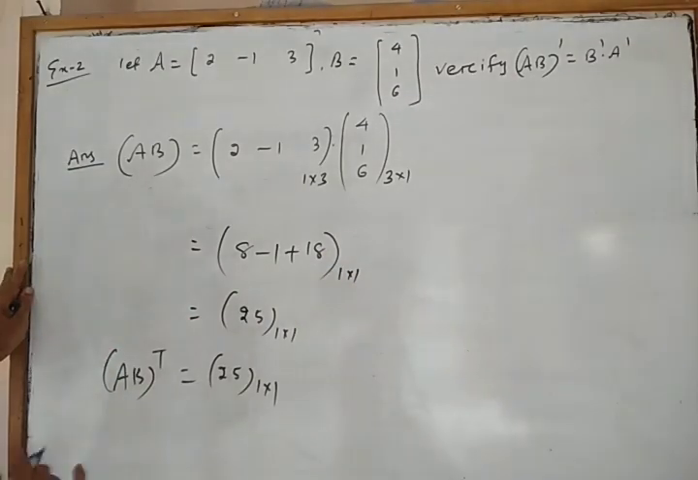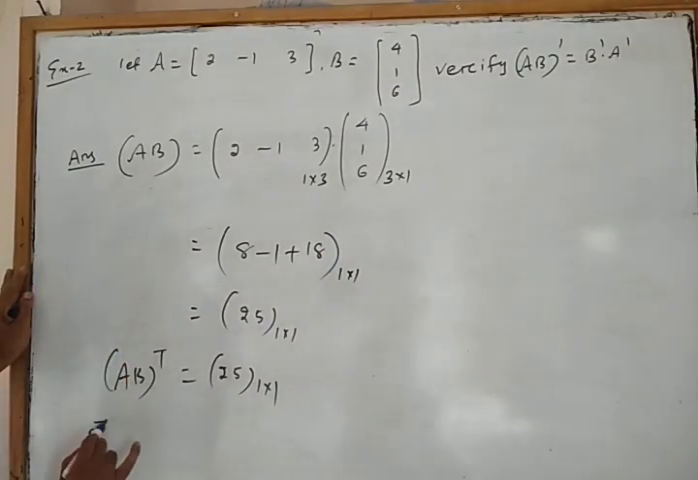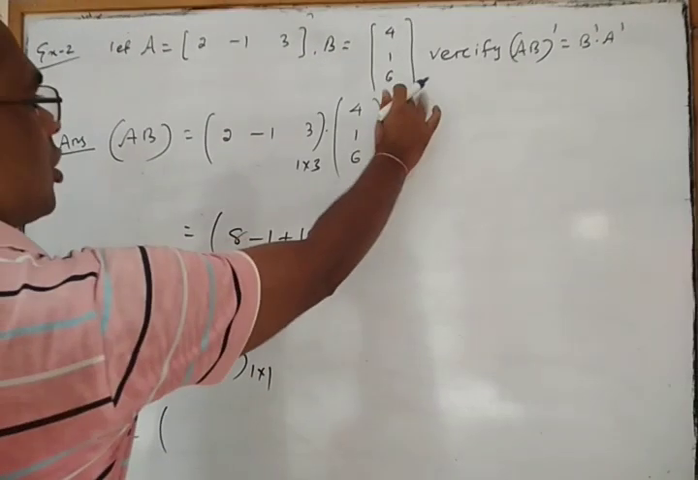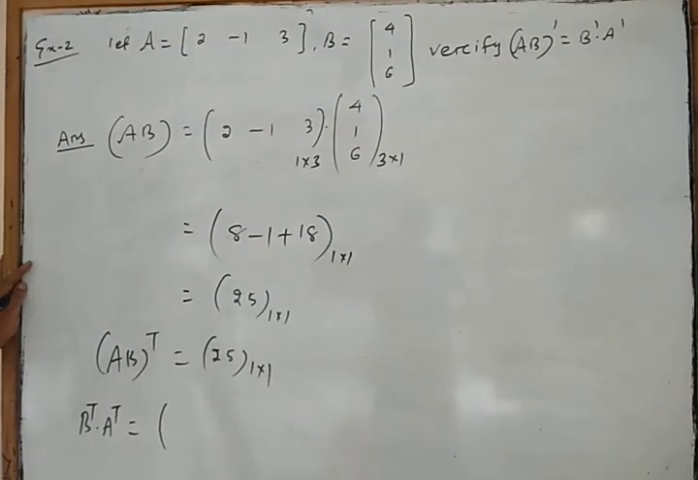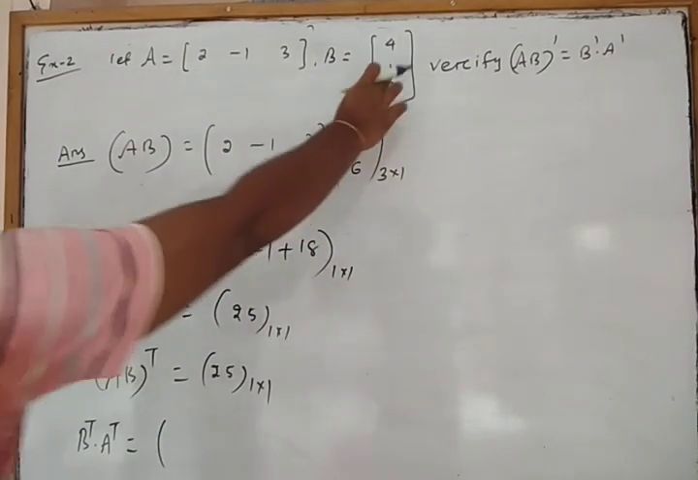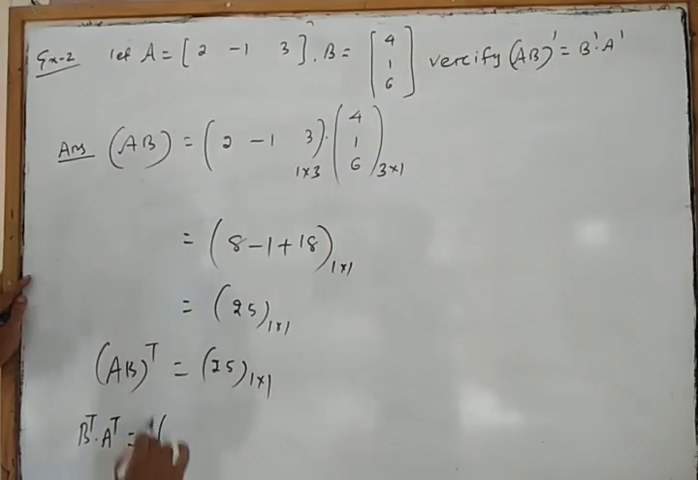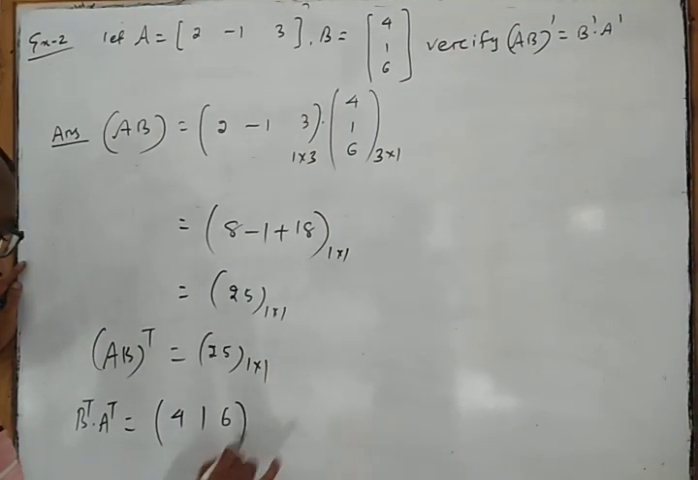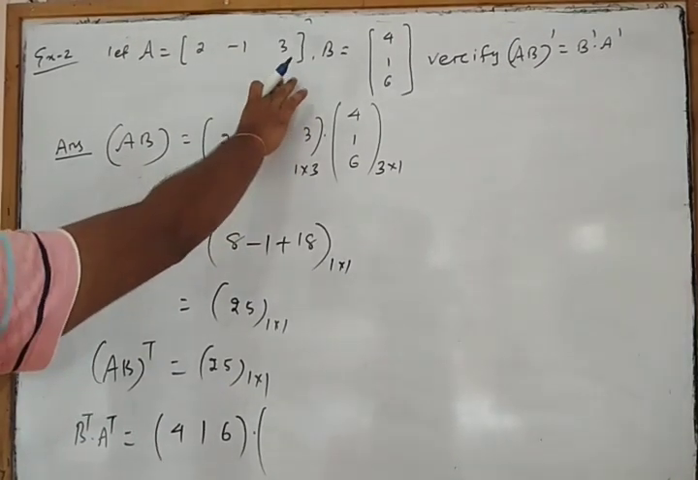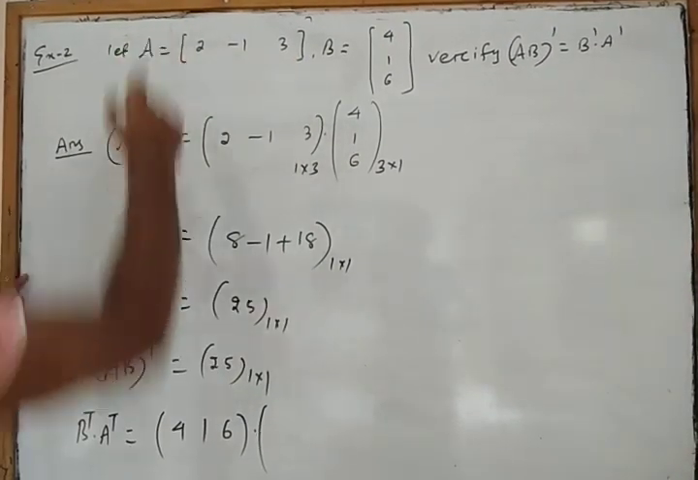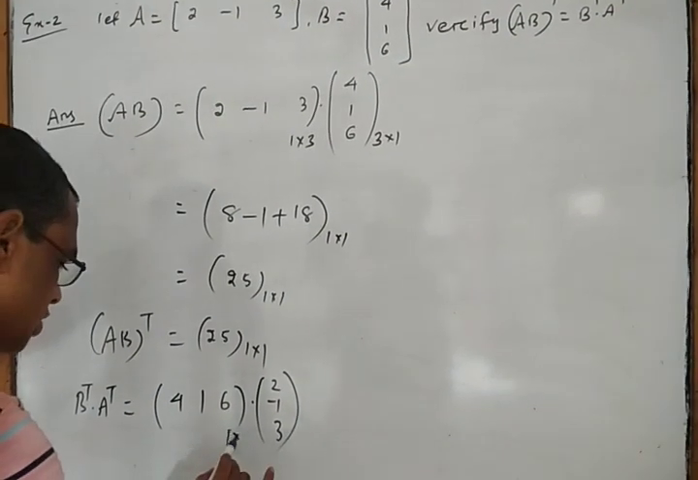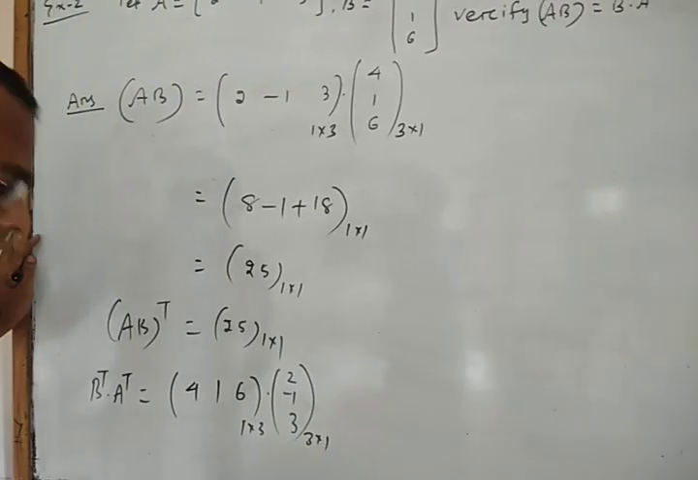Next you have to find B transpose into A transpose. The order of B is 3 cross 1. After the transpose the order will be 1 cross 3. So first column goes to first row: 4 1 6, and the transpose of A. Now the row matrix transposes to a column matrix, and this is 2 minus 1 3. After multiplication, its order is 1 cross 3 and its order is 3 cross 1.